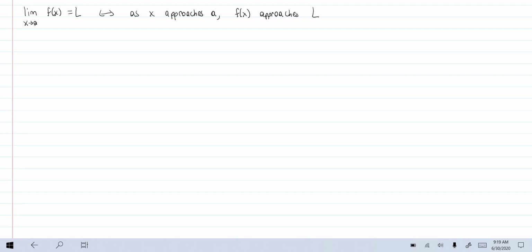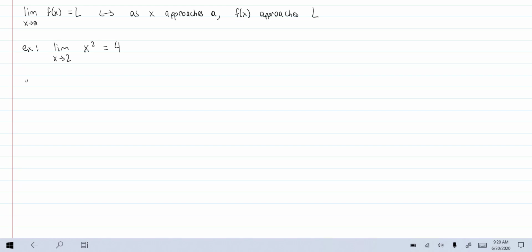So in the last video, we had one particular example of a limit statement, which was the limit as x approaches 2 of x squared equals 4. The idea of this being that as x approaches 2, x squared should approach 4.